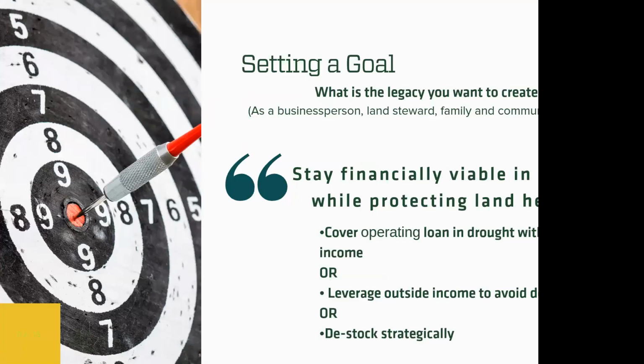Maybe it's covering the operating loan in drought without outside income, or maybe it's leveraging outside income to avoid debt, or maybe it's destocking strategically if you're a livestock operation. But all of these things are important to consider in terms of, the old expression goes, if you have no idea where you're going, then you're probably not going to get to a specific spot that you want to go. So you need to define that destination.